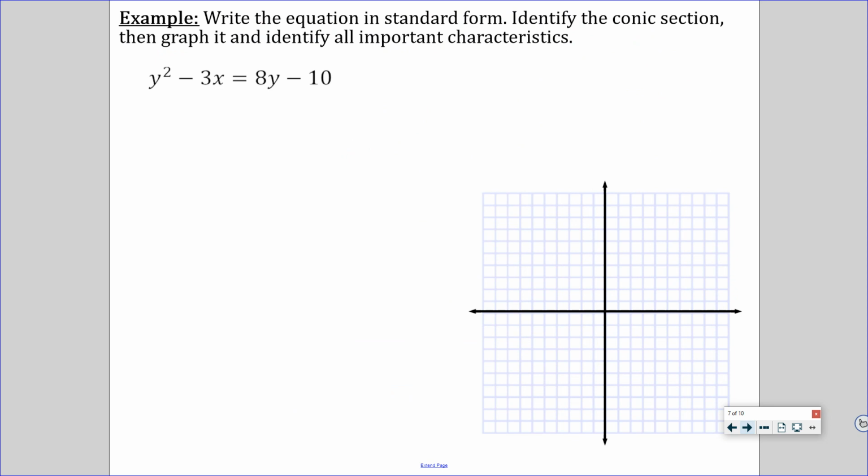I think it's a parabola. Write the equation in standard form, identify the conic section, then graph it, and identify all important characteristics. All right, Wesley thinks it's a parabola. What do you guys think?